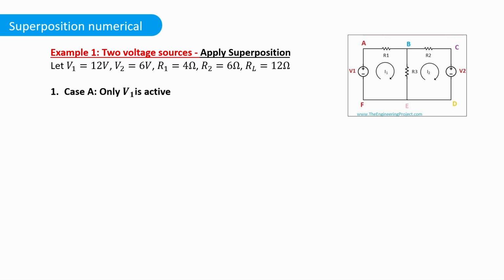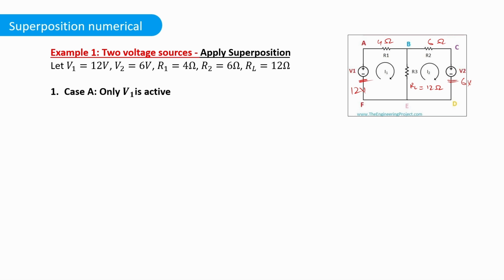So let's start with the first numerical problem in which we have two voltage sources. So we can see we have first voltage source over here and then a second voltage source over here. Let's say the value of the first voltage is 12 volts and the second voltage is 6 volts. Similarly, let us assume first resistance is 4 ohm, second resistance is 6 ohm, and the third one, which is actually the load resistance, is 12 ohm.